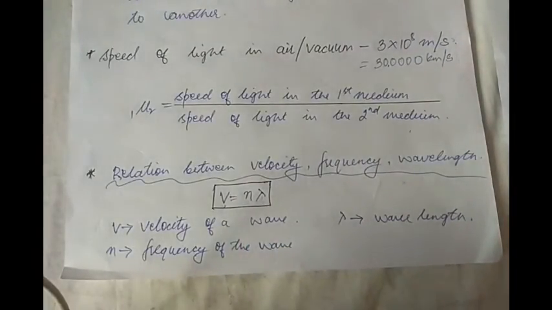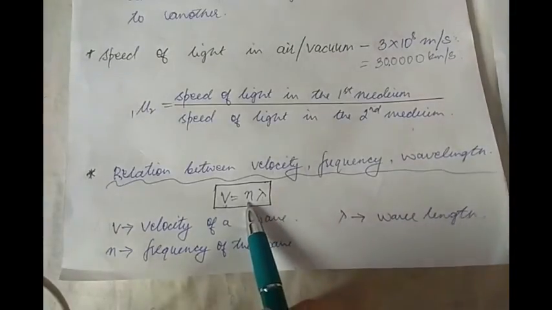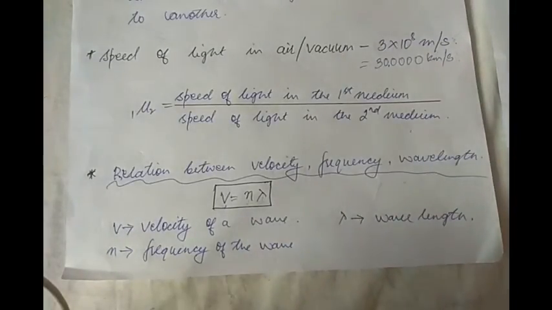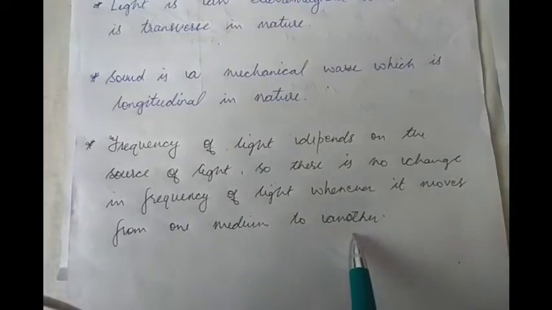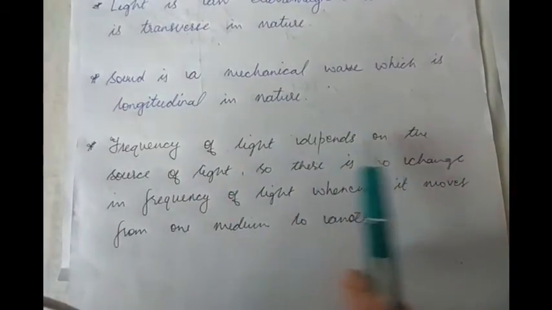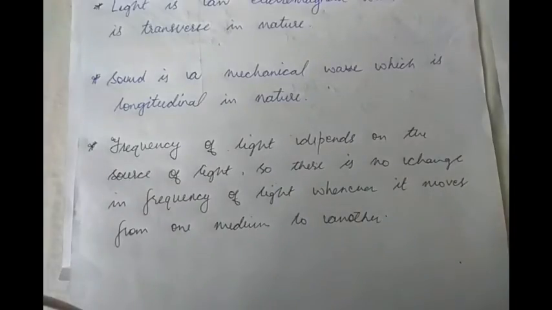Sometimes you get a question like, which property of light does not change when it moves from one medium to another, and why? The answer of course is frequency, and the reason being, frequency of light depends on the source from which it is coming. So it is the source of light which determines what will be the frequency of that light. Therefore, there is no change in frequency of light whenever it moves from one medium to another, since frequency is dependent on the source of light. Remember that.